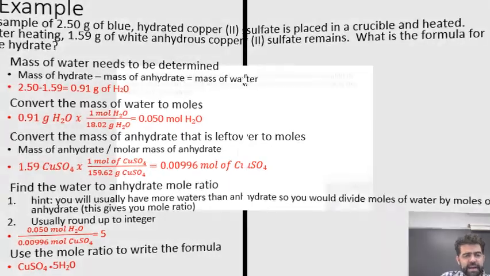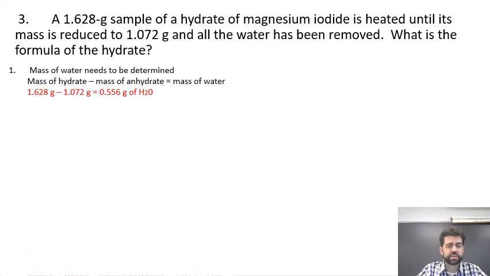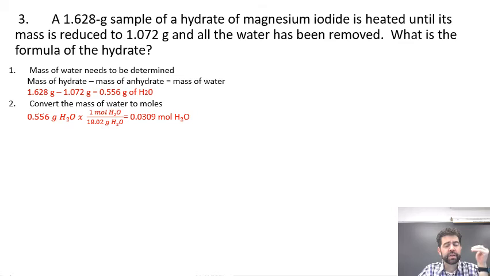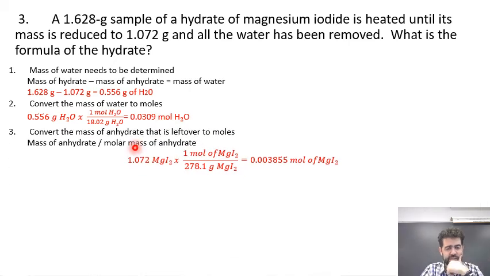Let's see it one more time. Let's use magnesium iodide. We have 1.628 grams, and it's reduced down to 1.072. Again, we take those two numbers and subtract them, and we get a little over half a gram, 0.556 grams of water. That's what left, and it would have condensed on the test tube. We then convert the mass of water to moles. Again, do the same thing with the anhydrate, the magnesium iodide.